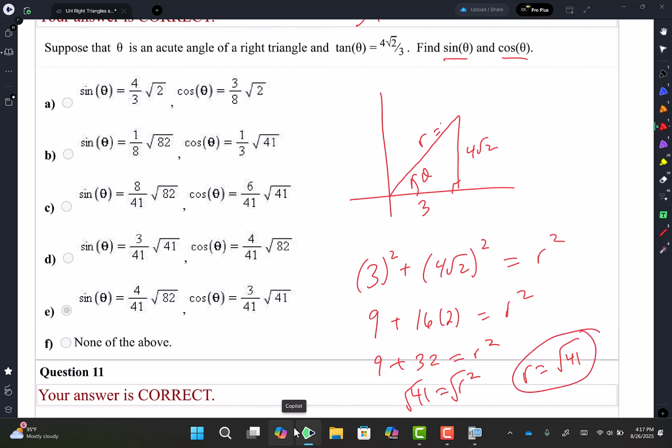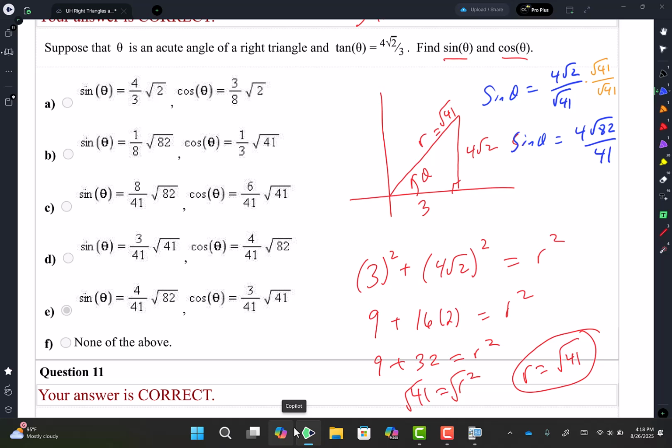I'm going to put square root of 41 right there. Now I'm ready. They want sine, so I'm going to write sine theta is opposite, 4 square root of 2, over hypotenuse, square root of 41. I'm going to multiply by the square root of 41 over the square root of 41. And here's what you get. Sine theta equals 4 square root of 82 over 41.